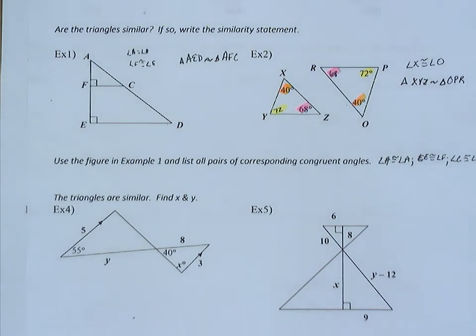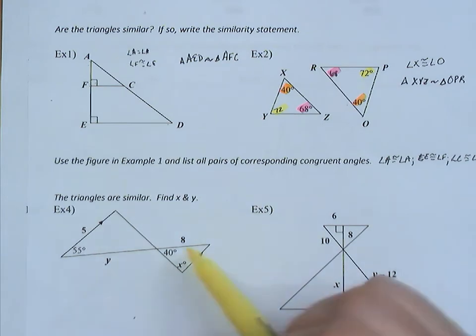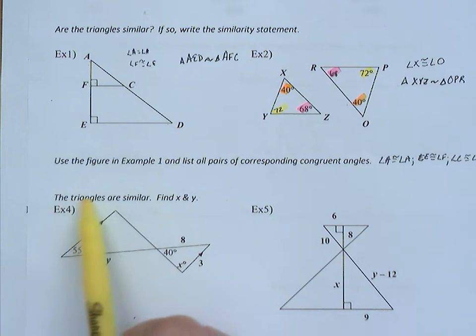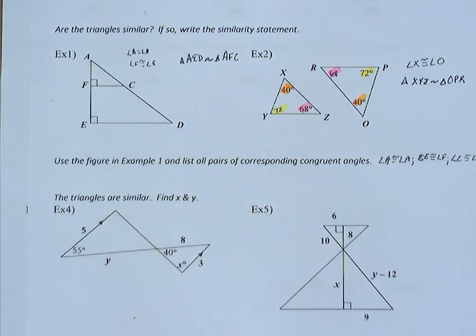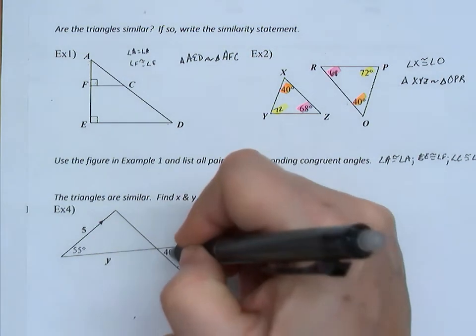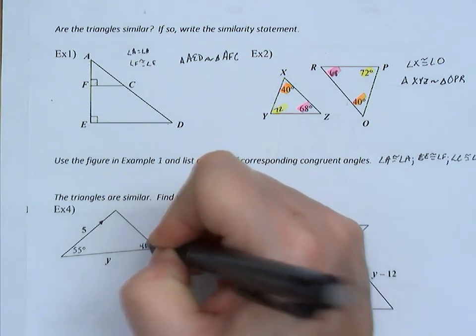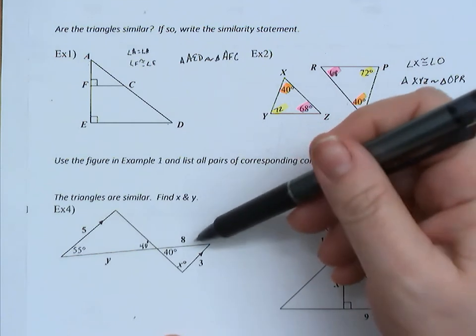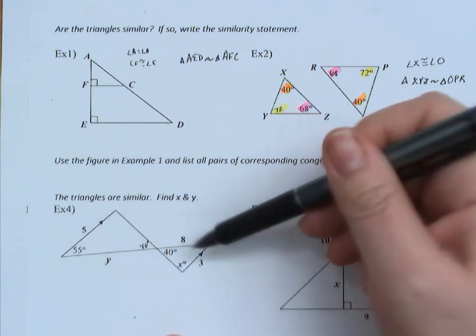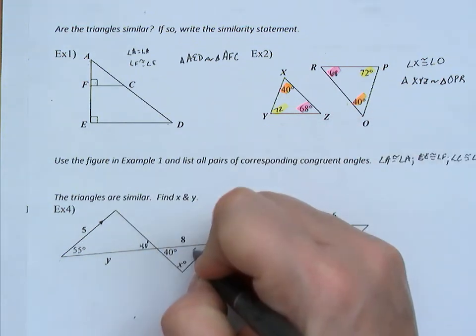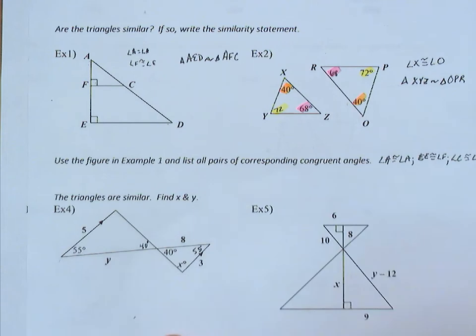Okay. Now, looking at these triangles, we're going to identify if they are similar. I'm supposed to find the missing pieces. They tell me the triangles are similar, so I'm finding x and y. The first thing I need to note is that these are vertical angles, so 40 degrees here is 40 degrees here. And then these are parallel lines cut by a transversal, so alternate interior angles are congruent, so that's 55 degrees there.